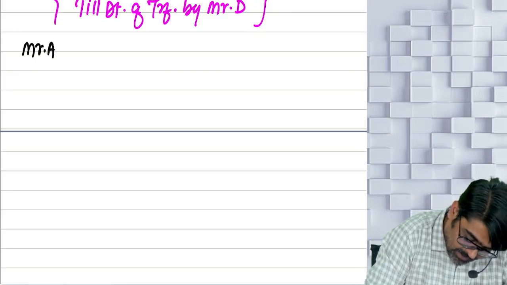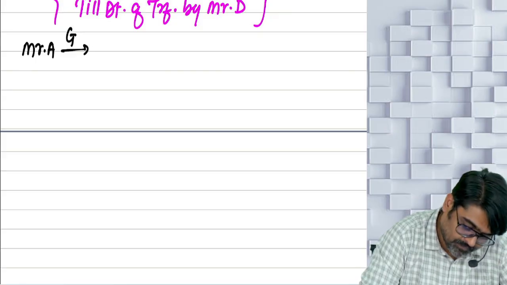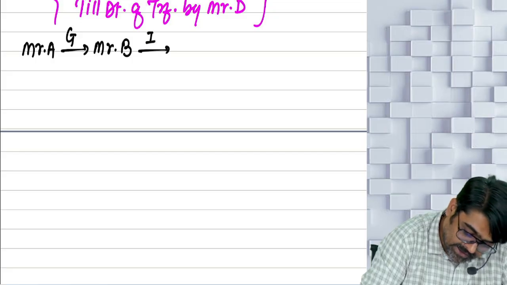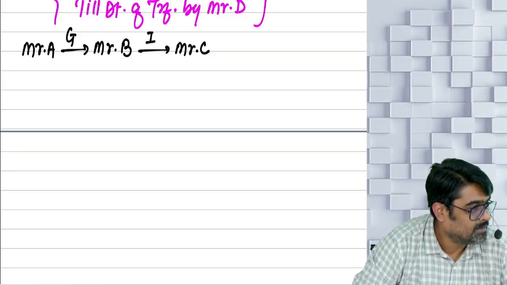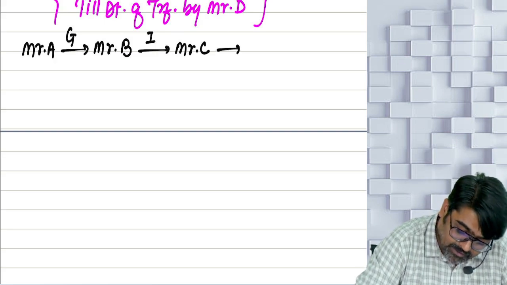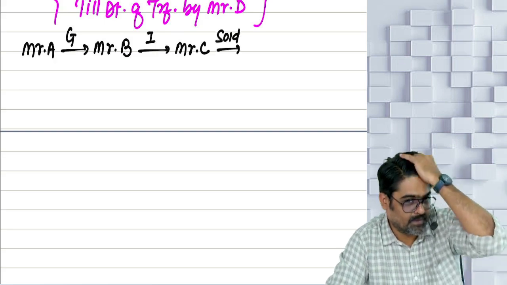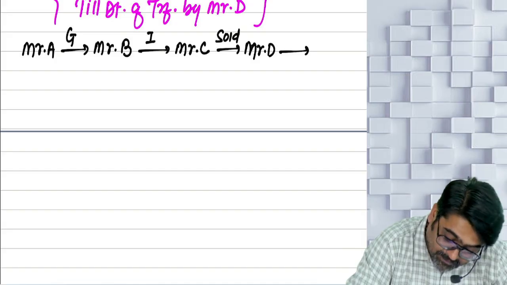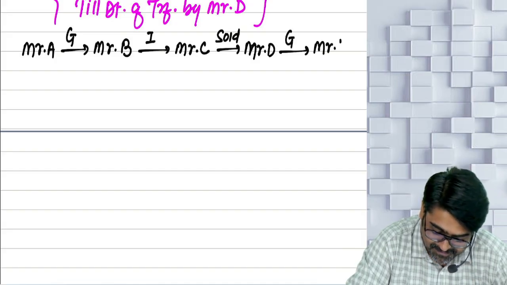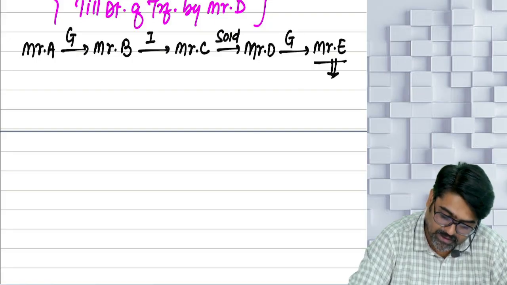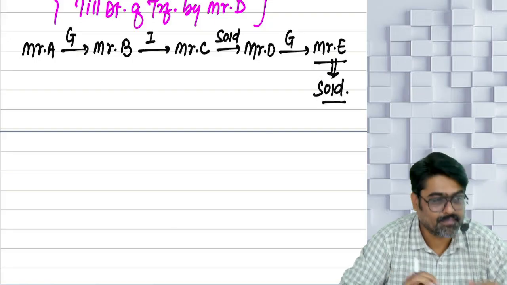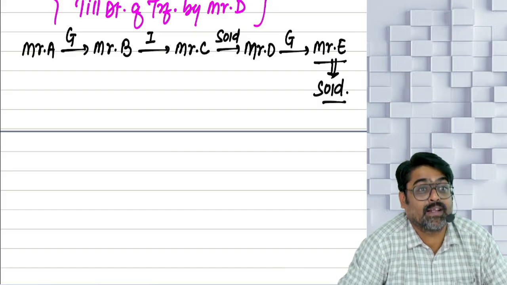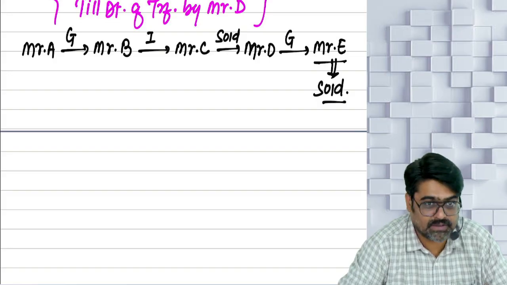Mr. A has given the asset by way of gift to Mr. B. Mr. B has given it by way of inheritance to Mr. C. Mr. C has sold it to Mr. D. Mr. D is giving it as a gift to Mr. E, and E is finally selling it. Now who is the assessee? Who is selling the asset right now? So the assessee is Mr. E.